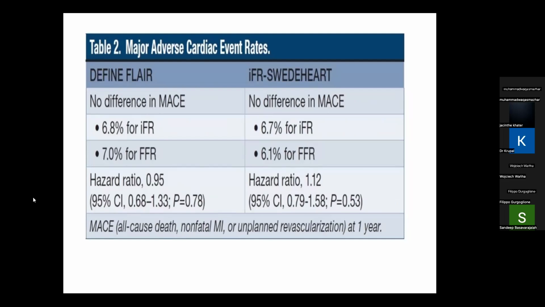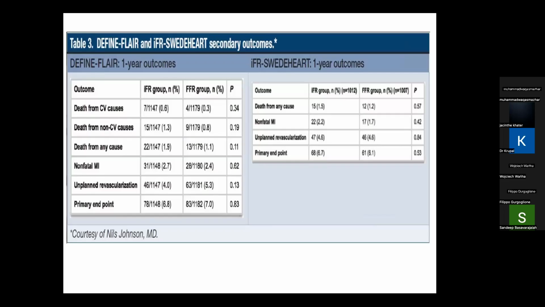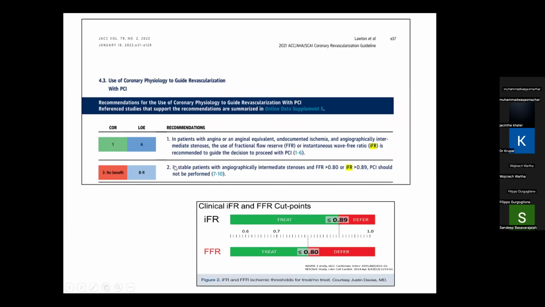We can see that there was no difference between the IFR group and the FFR group. So with this 1-year trial, I think it was in 2018, these are the secondary outcomes of the DEFINE FLAIR and SWEDEHEART trials at 1 year. No big difference between the two groups. Because of these results, IFR was included in the guidelines, and it is a class 1 indication to measure. Instead of FFR, we can use IFR as per the recent 2021 guidelines. And the cutoff for IFR is 0.89 and for FFR is 0.8.